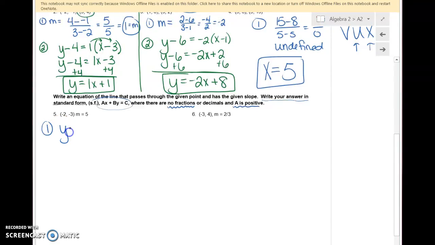Y minus, what do I plug in next? Negative 3. This is a common error. If your point has a negative, you have to do minus a negative. Our slope is 5, x minus a negative 2. Now, what does minus a negative become? It becomes addition. So you can change those to addition. That's just point slope form.